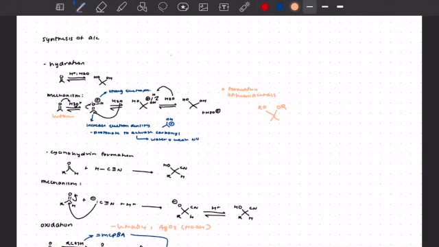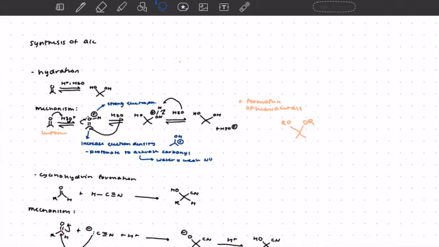Hi, my name is Samantha Nelson, and today we're going to be looking at the synthesis of alcohols from aldehydes and ketones. So first we're going to take a look at this hydration reaction.